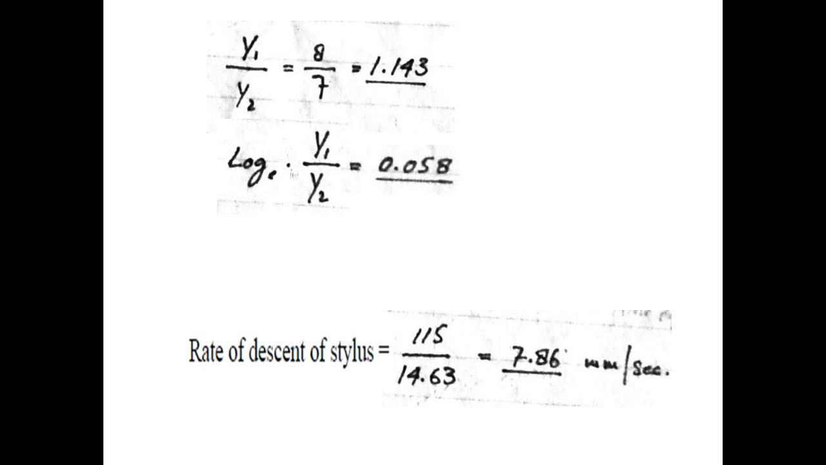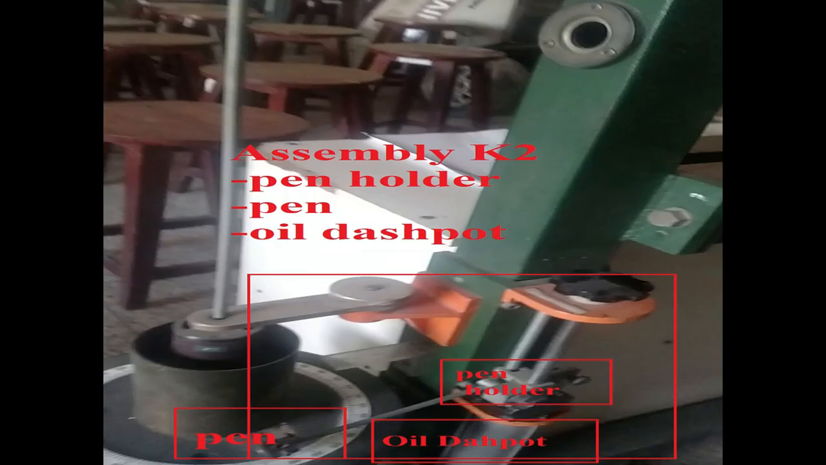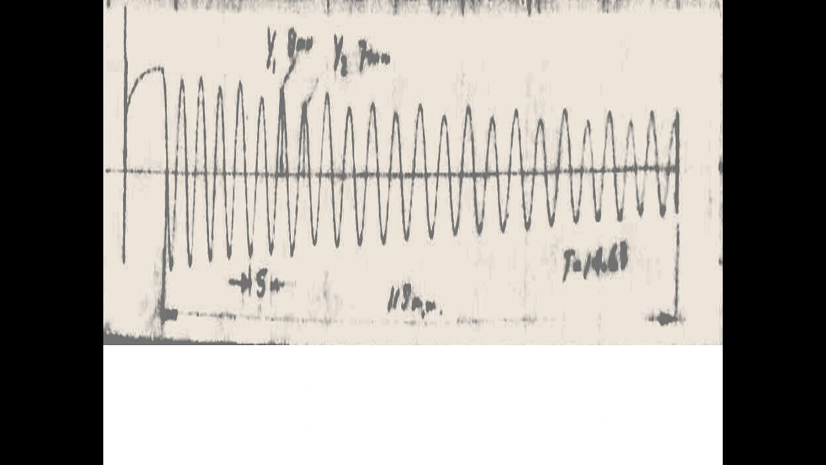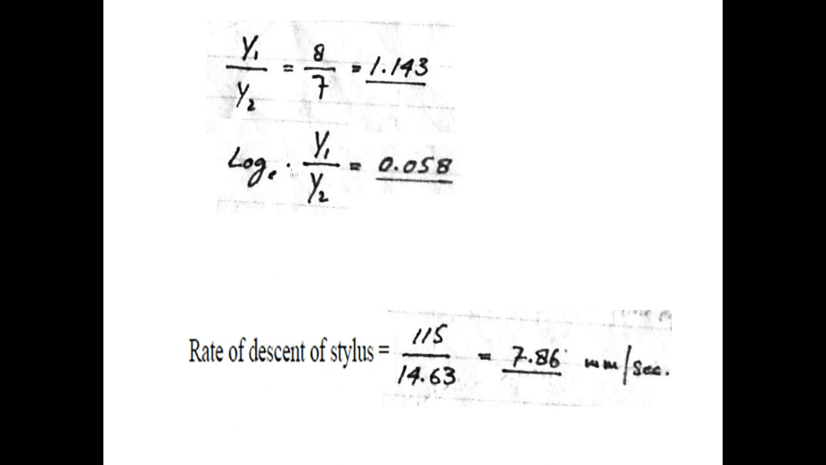We can measure the rate of descent of this stylus from the graph. The rate of descent is equal to the length covered by the stylus divided by time. The length is 115 millimeters and the time is 14.68 seconds. So the rate of descent of the stylus is the length divided by the time it covered, which is equal to 7.86 millimeters per second.